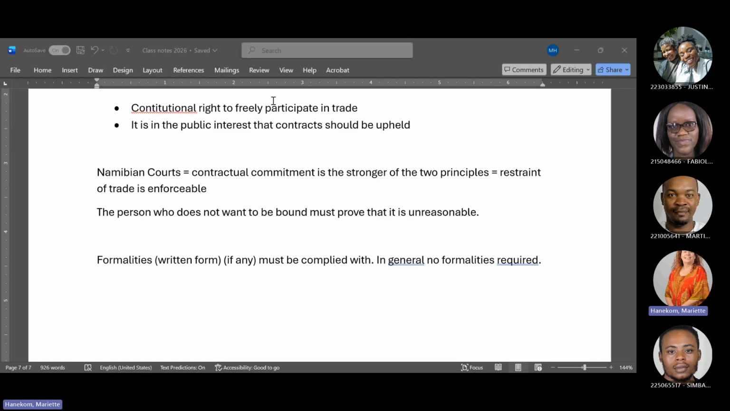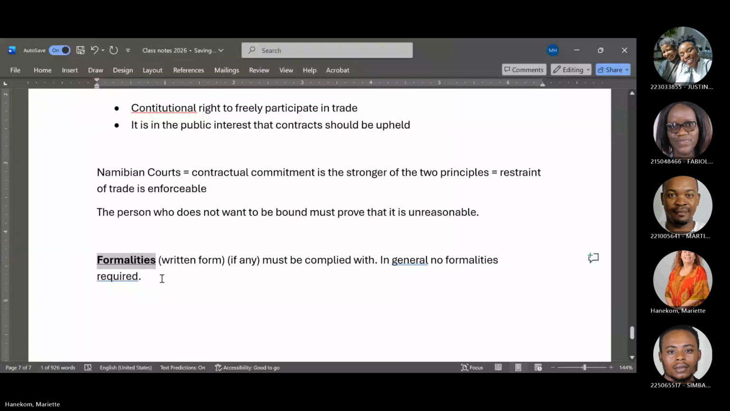Okay, and then the last requirement is formalities, whether or not the contract must be in writing. If there are prescribed formalities, for example, sale of buildings, immovable property has to be in writing. So if those formalities are not complied with, contract will be void. But in general, formalities are not required.